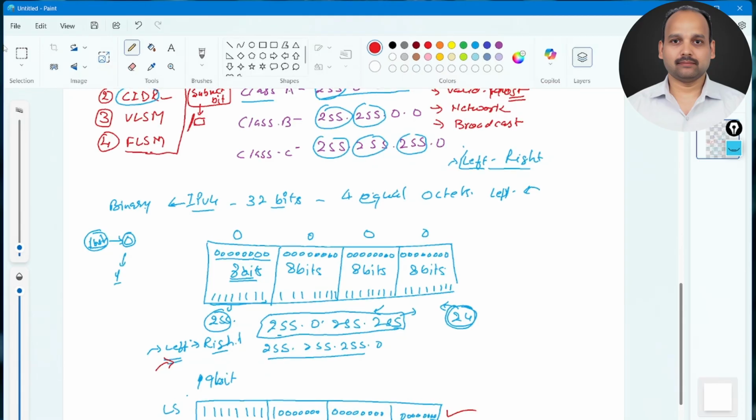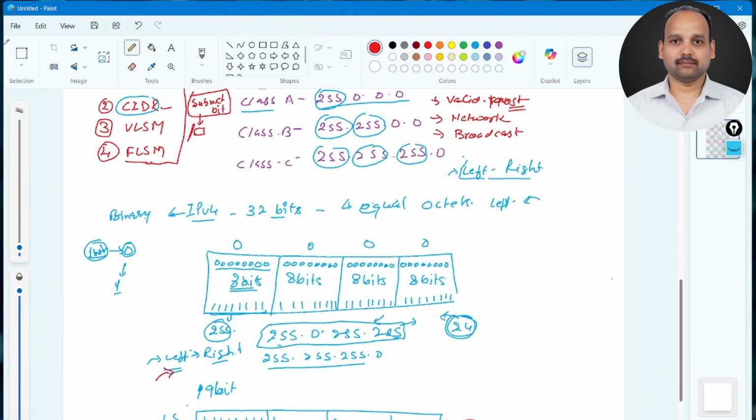So if I tell you that this is your subnet bit, that means 8 bits you can use for your subnet. So if this is your CIDR value, you can write slash 16. So what will be the subnet mask? The subnet mask will be 255.255.0.0. So why is CIDR required?